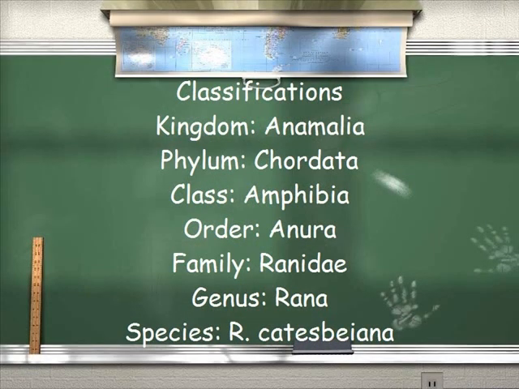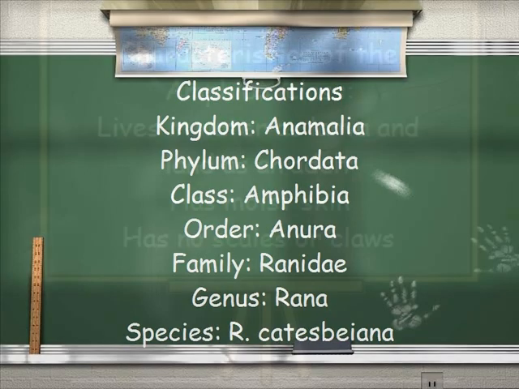The bullfrog, like every other species, has specific classifications. They belong to the kingdom Animalia, the phylum Chordata, the class Amphibia, and the order Anura. In general, the frog family, genus, and species depend on the kind of frog. We dissected a bullfrog, which belongs to the family Ranidae. Bullfrogs are also members of the genus Rana and the species Arcatospiana.